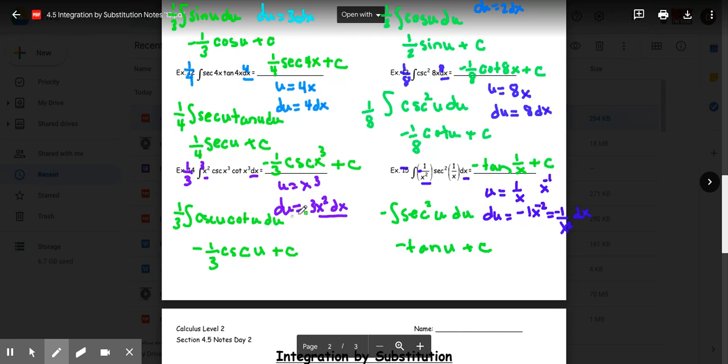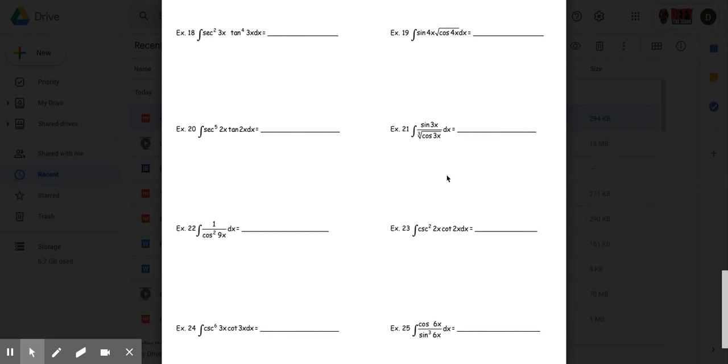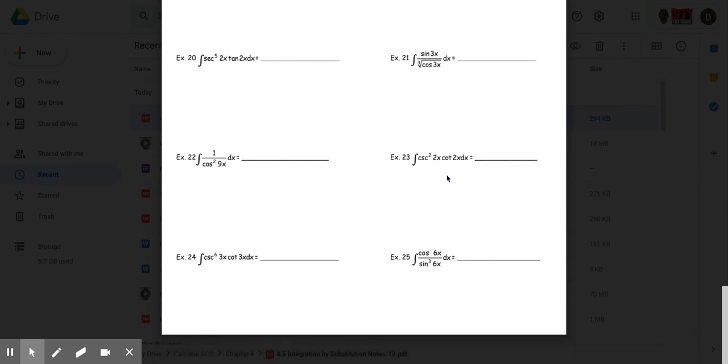All right, so you're supposed to know your integrals of your trig functions. Once you recognize that, you pick u as the inside and go from there. And tomorrow, or the next day, we're going to be looking at more complicated integrals like these.